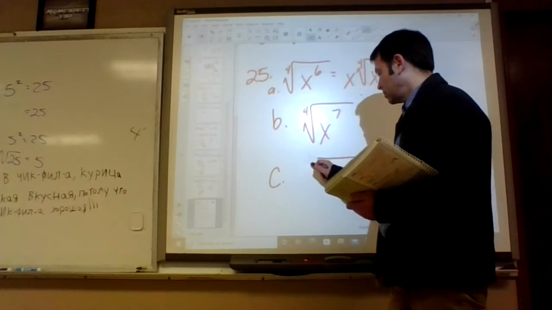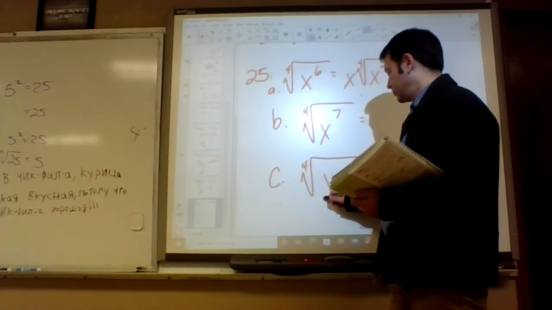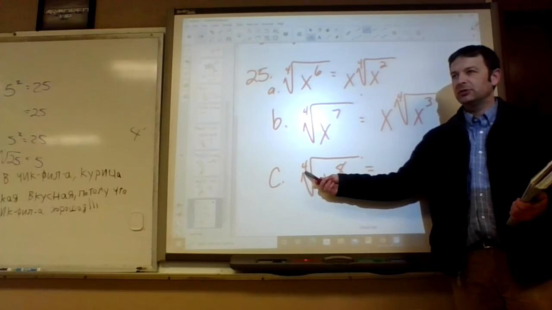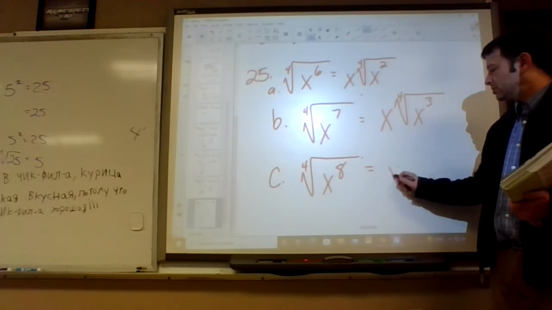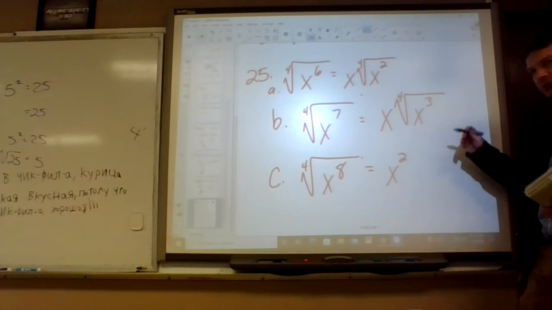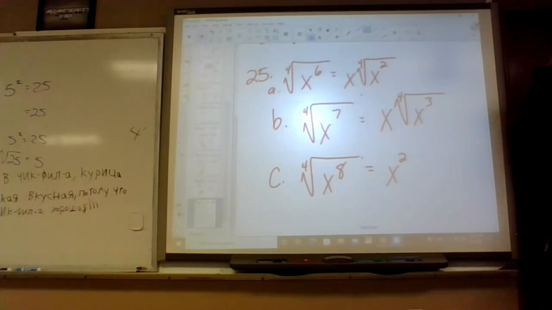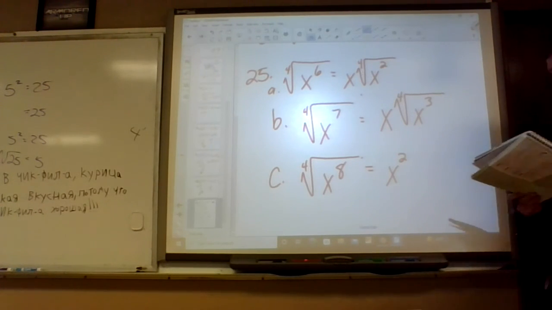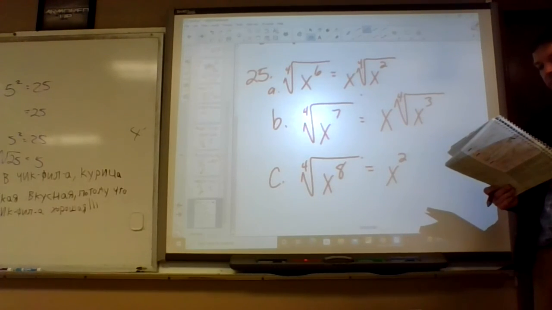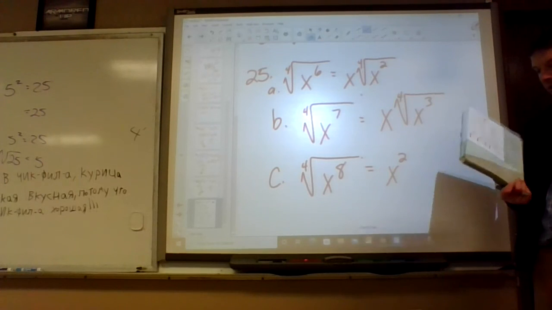And then 4th root of x to the 8. So what's 8 divided by 4? 2 with no remainder, so I don't need a radical at all on this one. I guess I'm done on it.